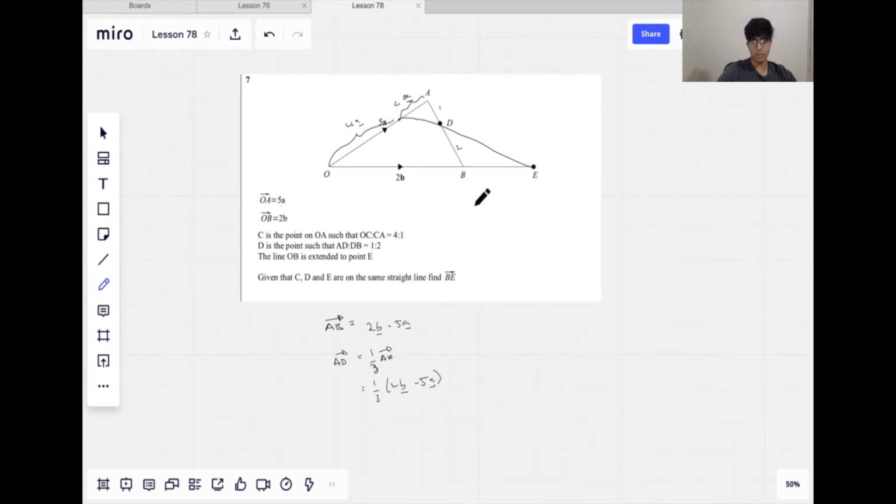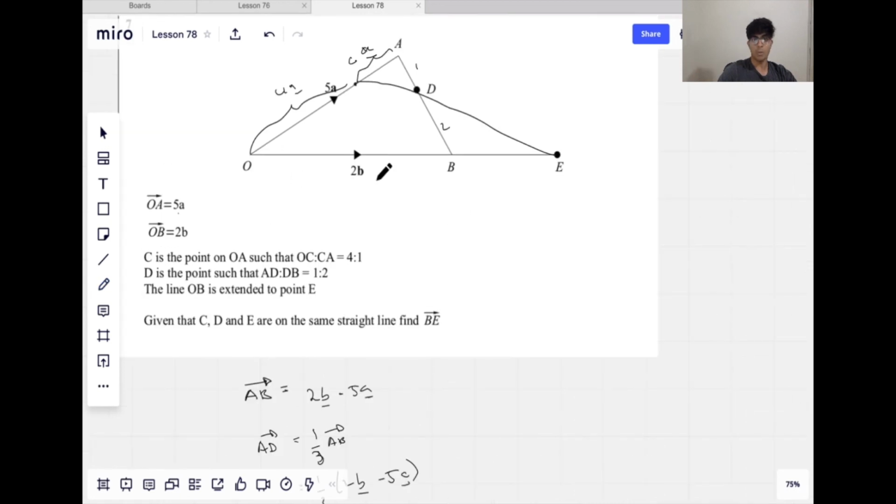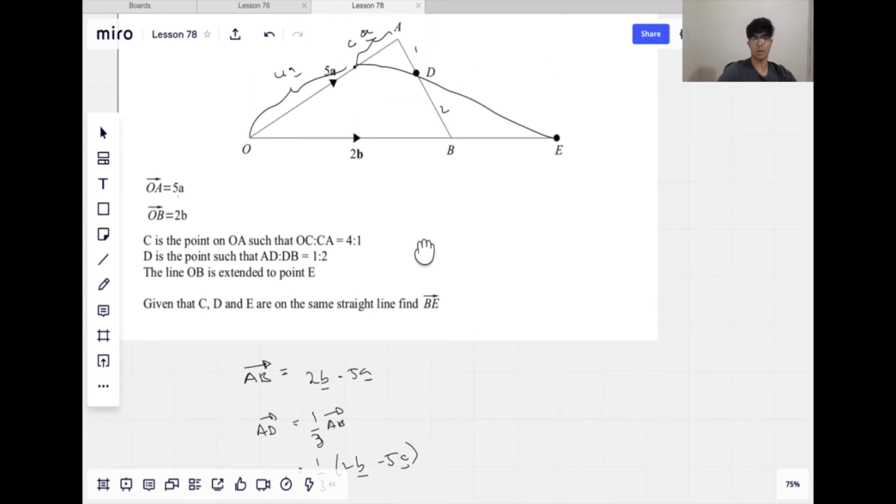But one thing we do know is that O to E, or even B to E, is just going to be some multiple of B because it's along the same straight line. So that's one thing we know. In a question like this, in all honesty, I'm not exactly sure where I need to go right now. So what you require is a bit of experimentation and labeling.